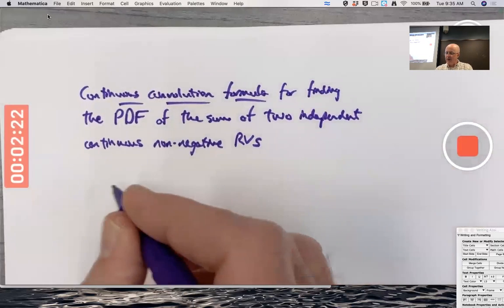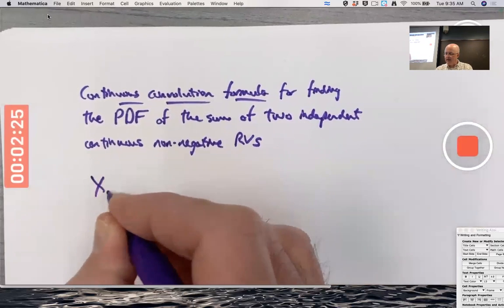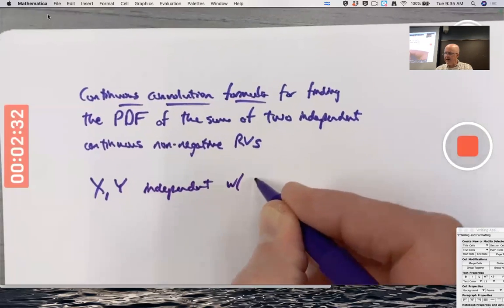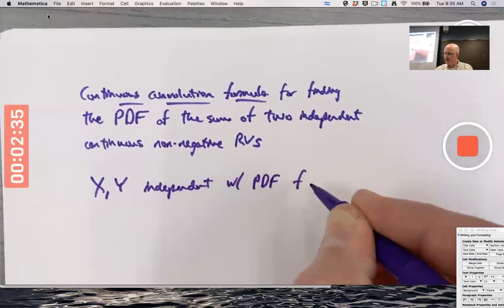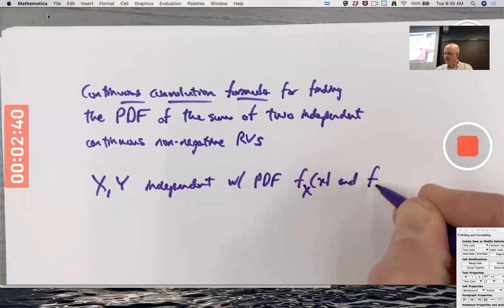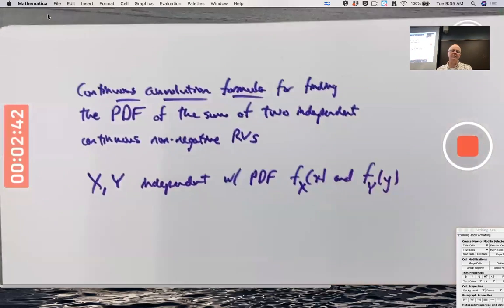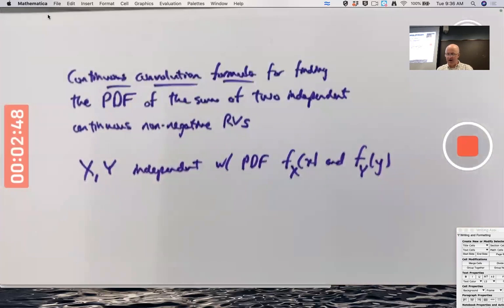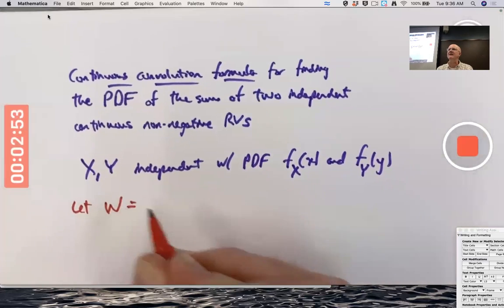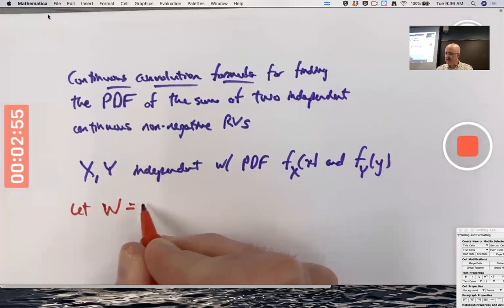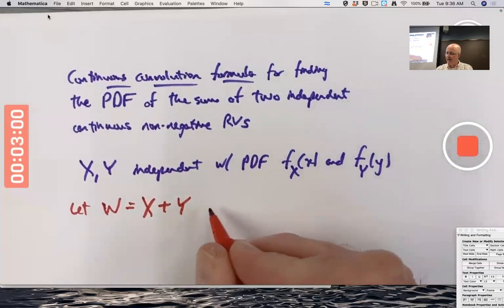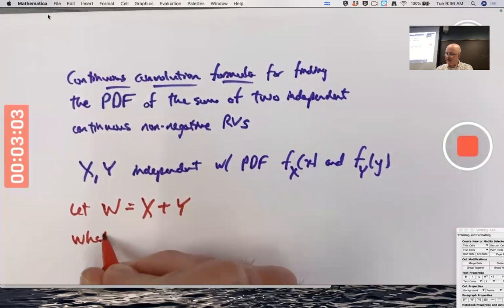So let's say we've got two independent random variables, X and Y. They're independent, with PDFs little f sub x of little x and little f sub y of little y. As we've often done, we'll call the sum of these two random variables W. Maybe it'd make more sense to call it S, but I've been calling it W. Let W equal X plus Y. The question is, what is the PDF of W?